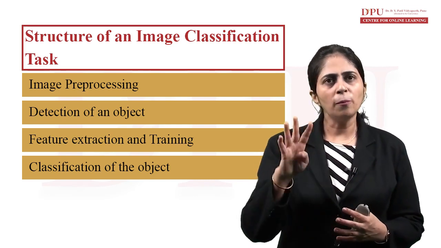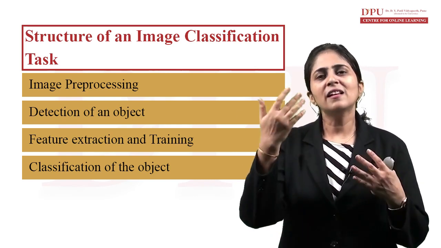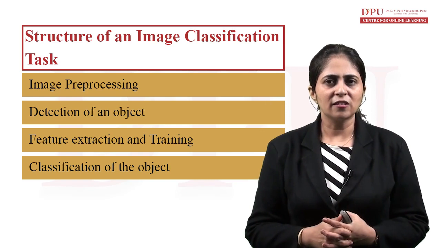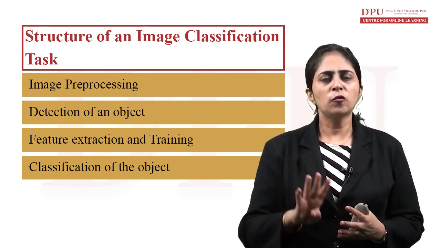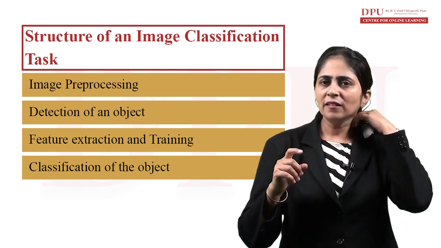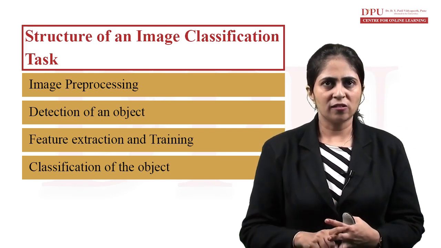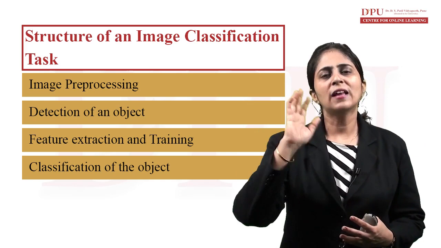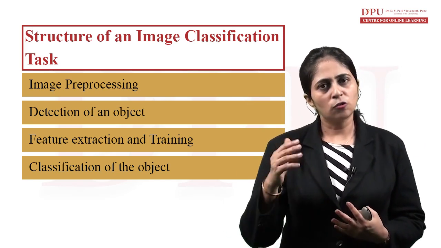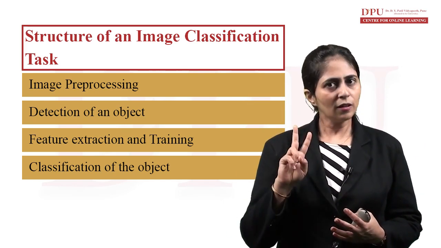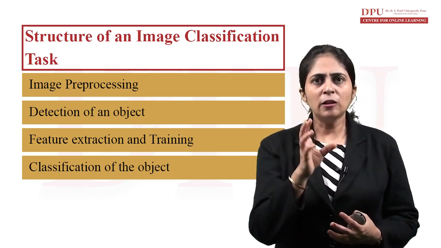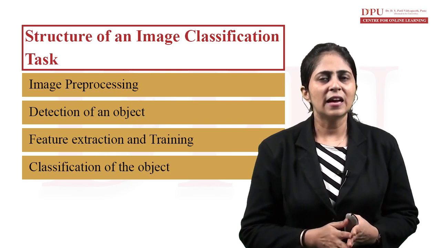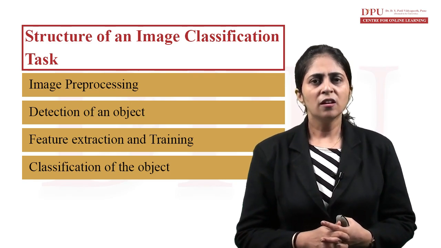So these are the four basic steps, or we can say the structure of the image classification task. If we are performing image classification, what all four things do we need to do? First is the image processing, in which we remove the unwanted data or the distortions of the image. Second is the detection of the object, meaning the localization of all the objects that are present in our image.